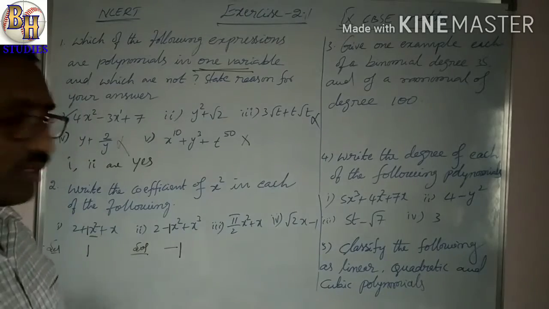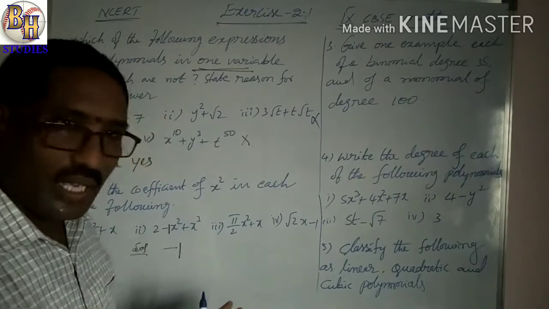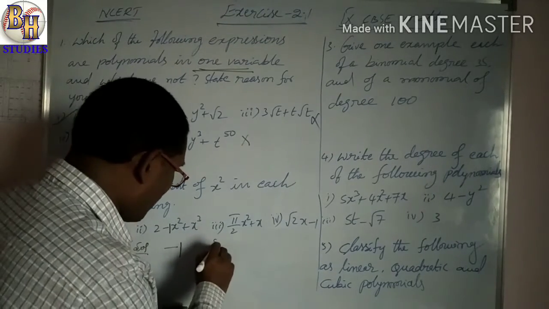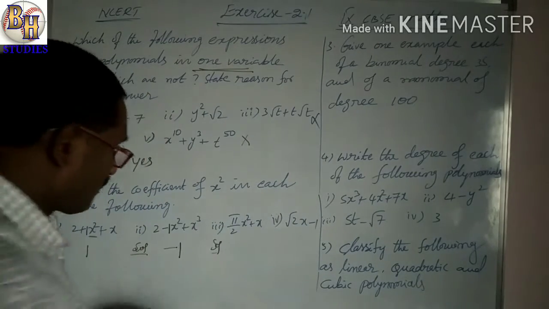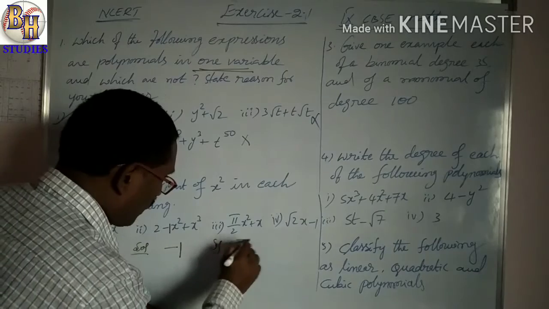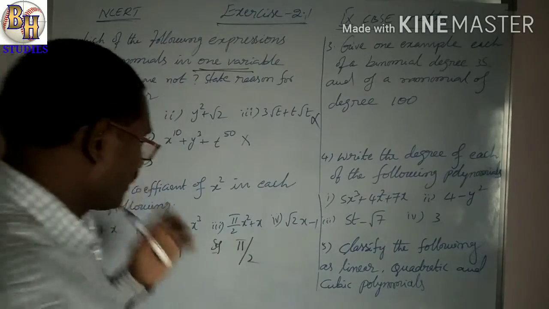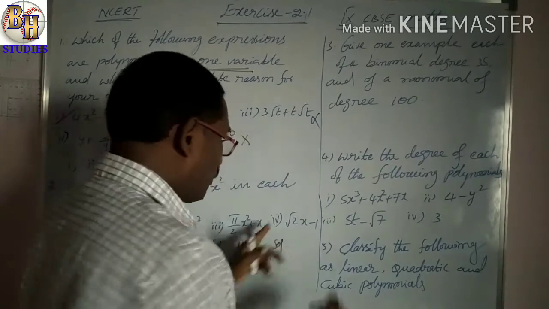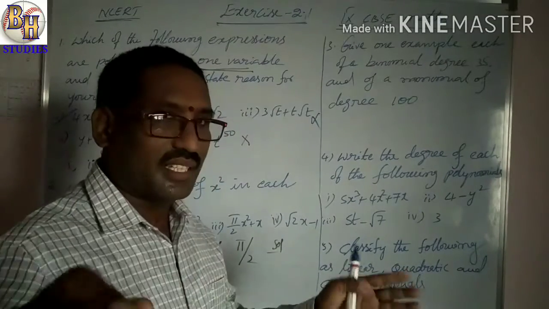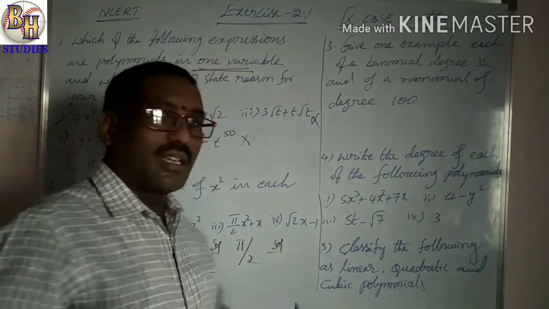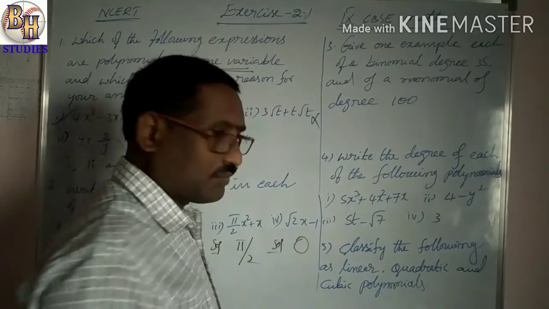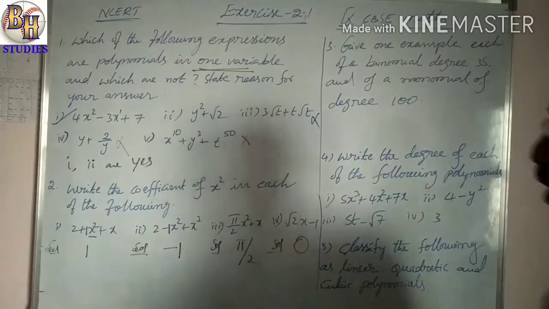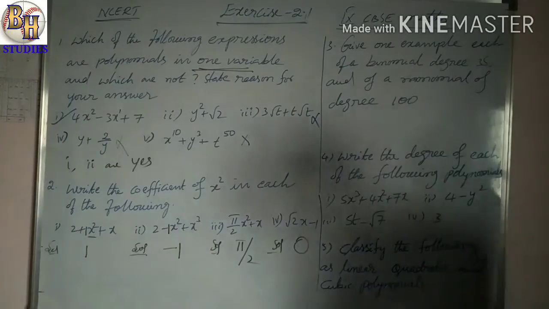Here, what is the coefficient of pi by 2 x square? Here, x square. You remove x square and write everything remaining. Here, pi by 2. What about root 2x? Here, the x square term is not there, so the answer is 0. 0 x square, we can write, that is 0.